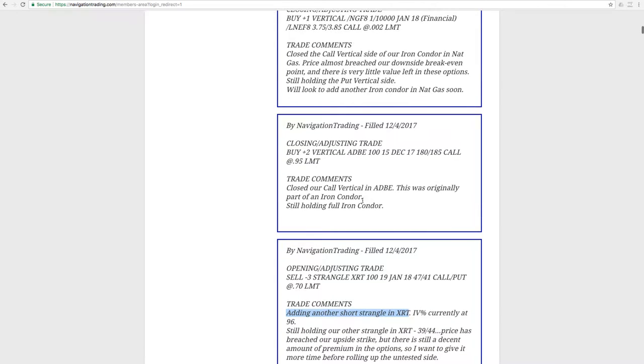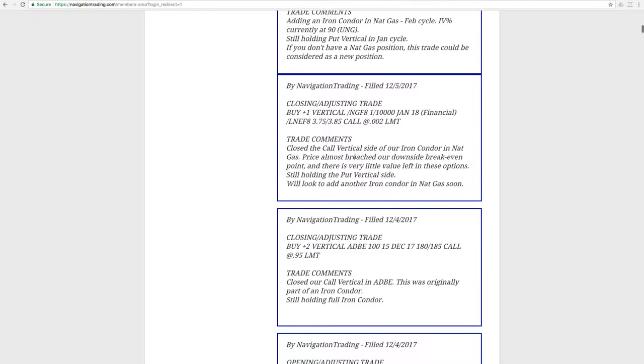Next trade was in Adobe, and we closed out our call vertical side of what was an iron condor in Adobe. I'm going to come back to Adobe because we made another trade in that just today on Friday. So I'll come back to Adobe.